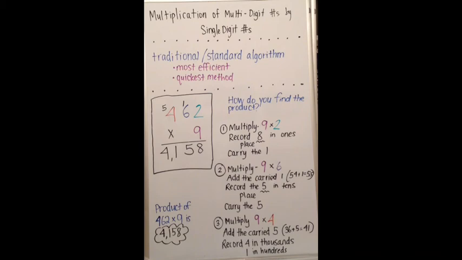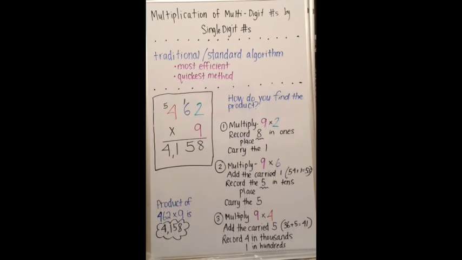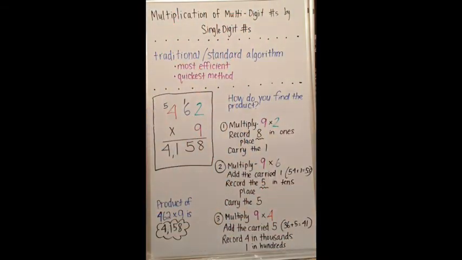Okay, so how do you find the product using the standard algorithm? The way you have to multiply it is by taking the top factor and multiplying it by the bottom factor. In this case, a 9. And you work through it digit by digit. So first we'll take the 9 and multiply it by the 2 in our ones place of our top factor. 2 times 9 is 18. So we're going to record the 8 in the ones place and carry the 1 right above the 6.